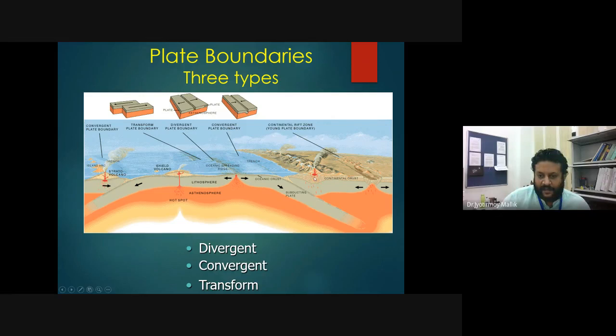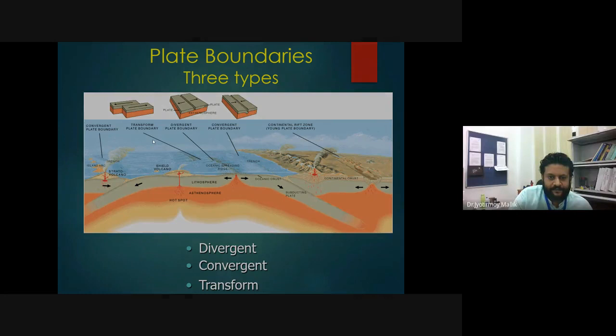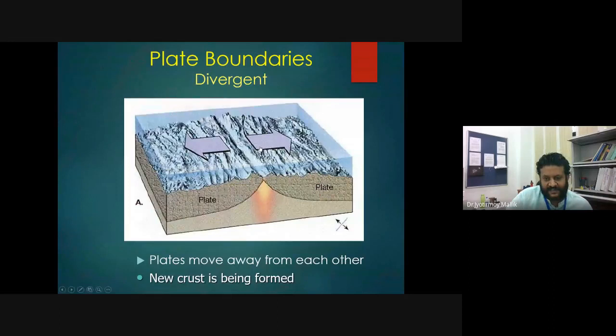Then, of course, convergent plate boundaries, where one plate essentially converges with another, and what we observe is that one particular plate moves, subducts beneath another plate. Okay, here you can see that an oceanic crust is subducting below the continental crust. Okay. And then of course transform plate boundaries, where the plates actually slide past each other. Okay, and in all of them you do see localization of earthquakes and localization of volcanism, right? So divergent plate boundaries, plates move away from each other, new crust is being formed.